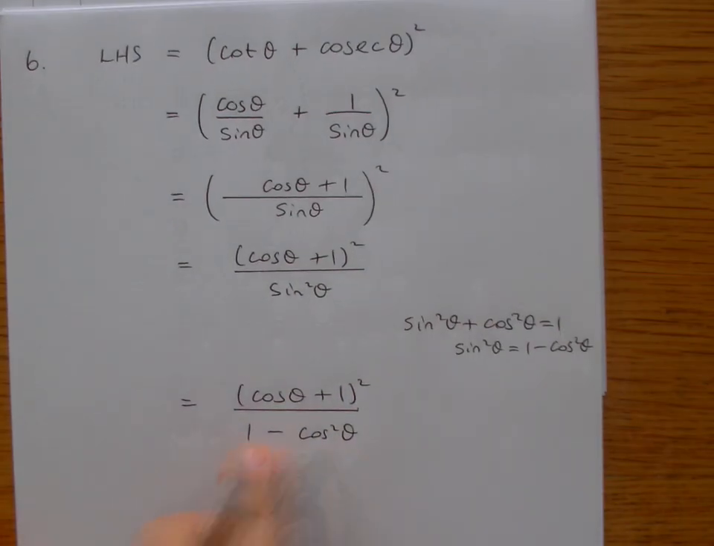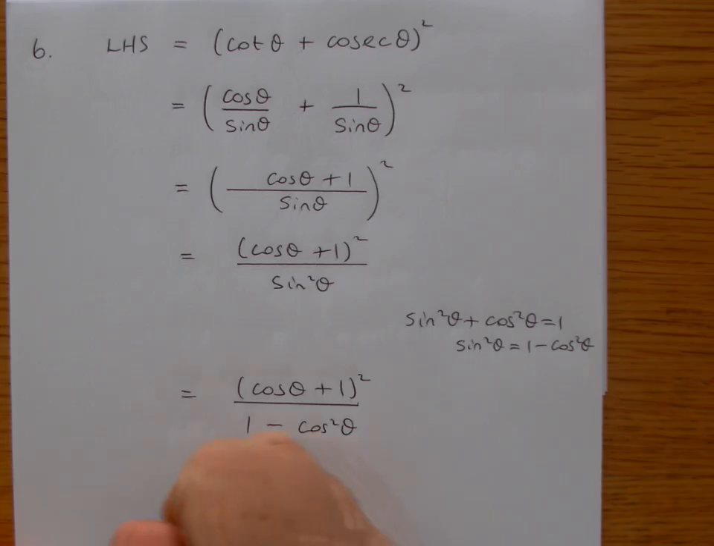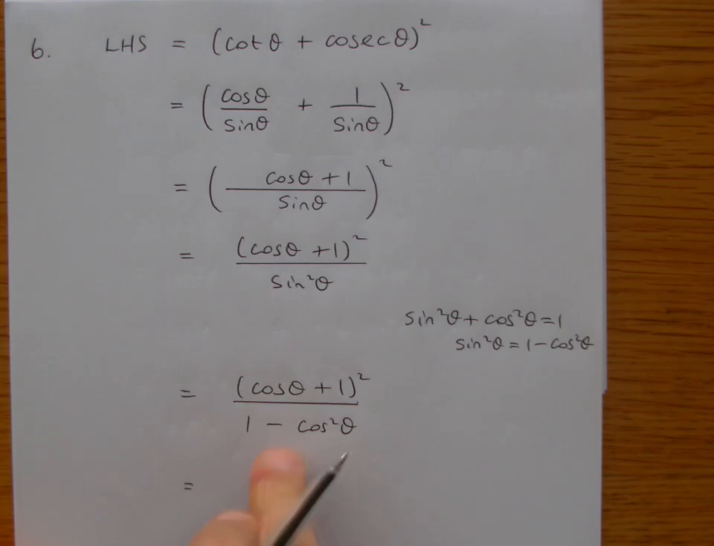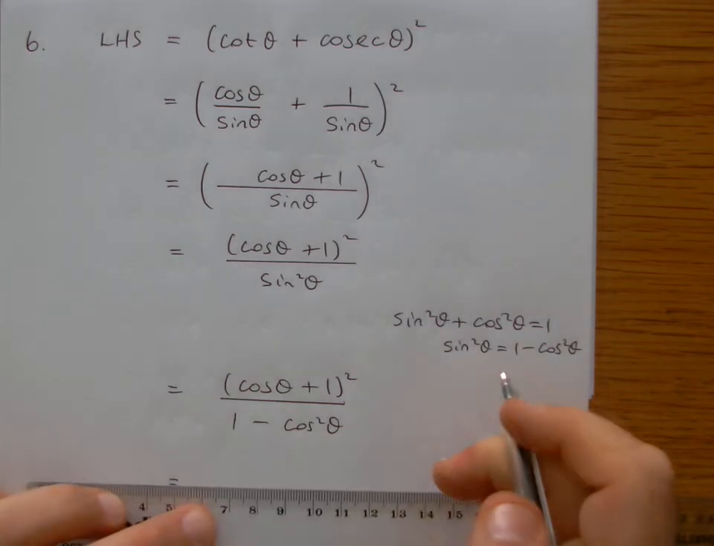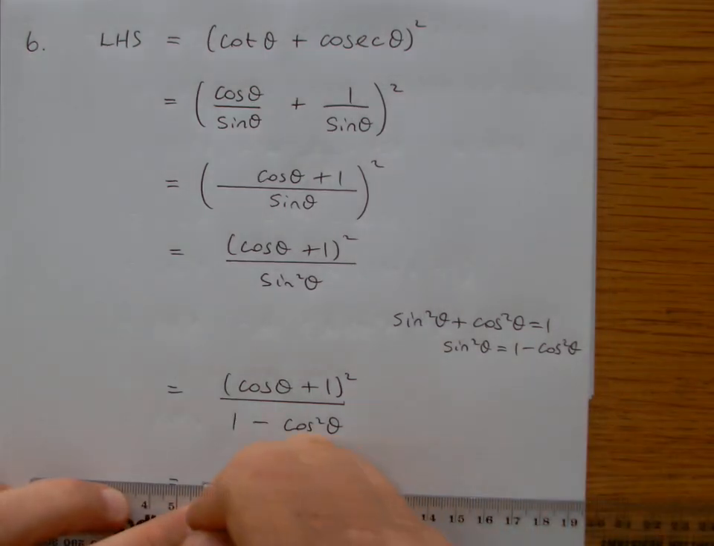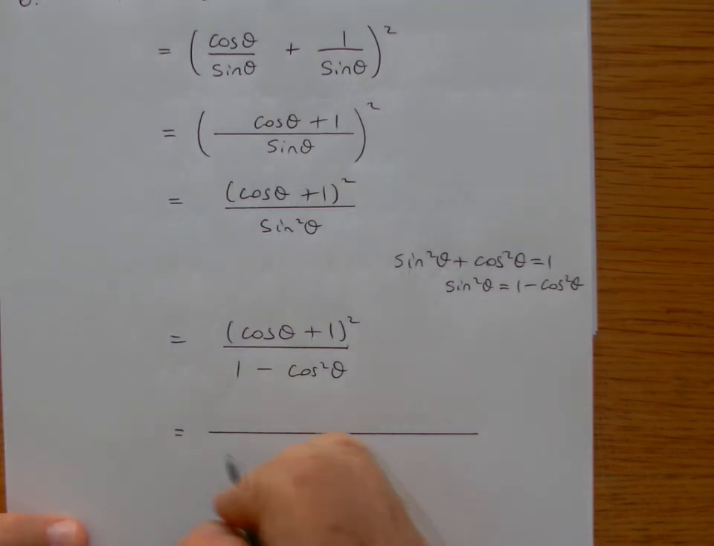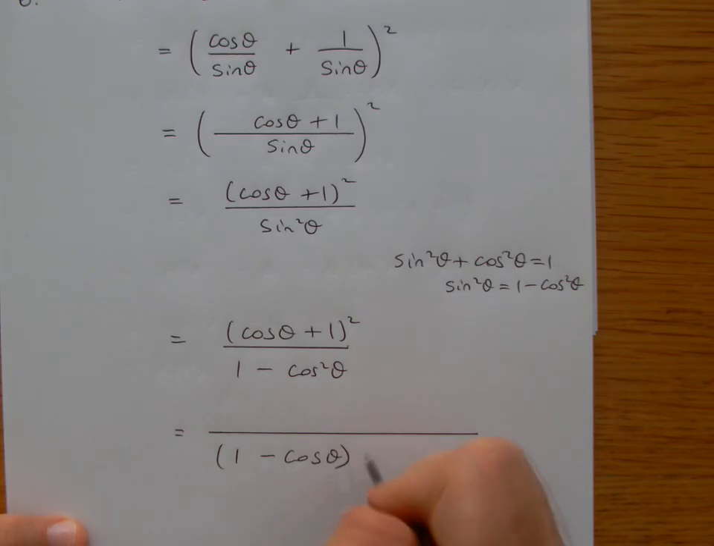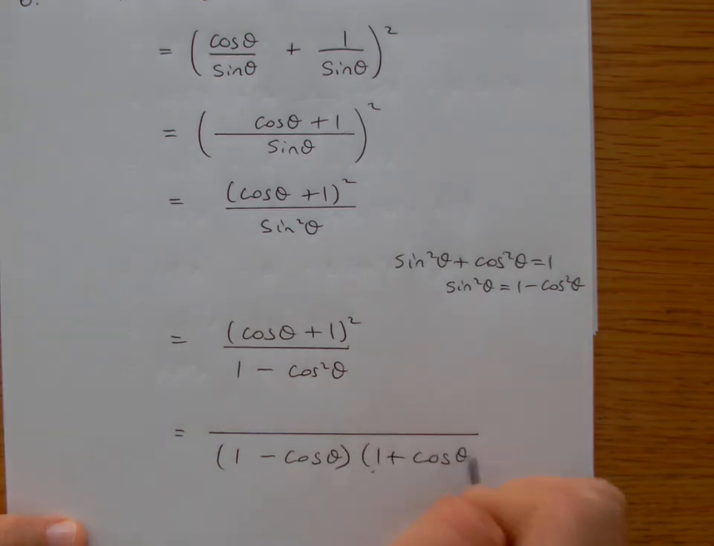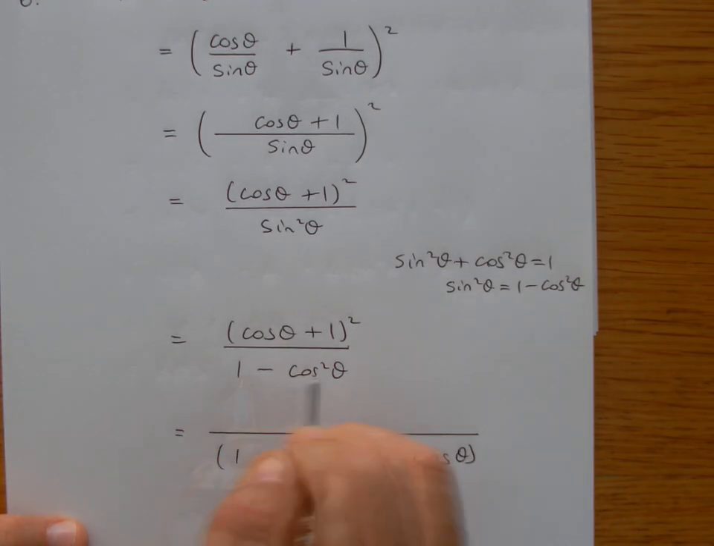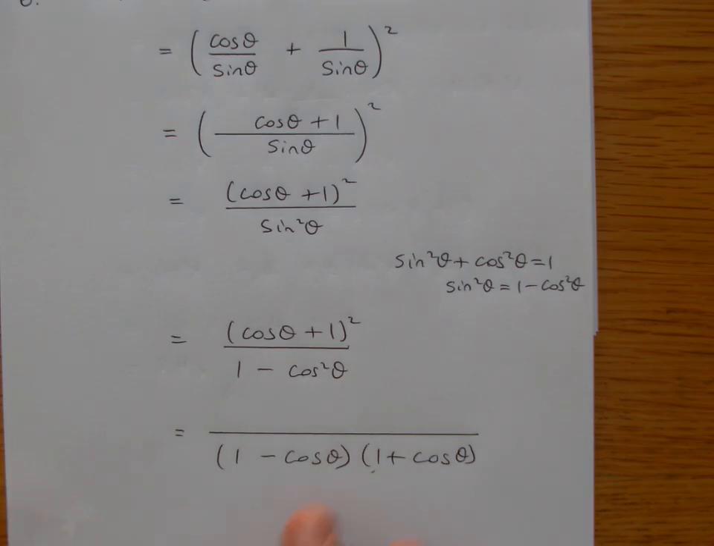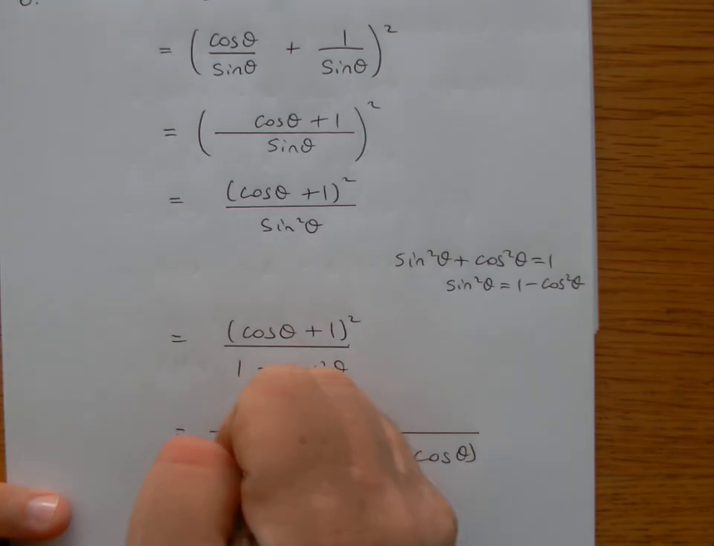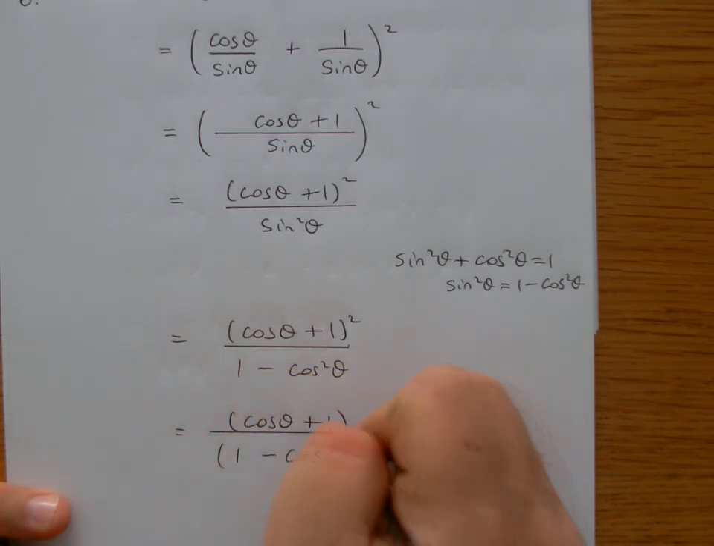And then another way of thinking of this denominator is appreciating that this is actually the difference of 2 squares. Okay, so if I just write a longer fraction line here, we could write the bottom as (1 minus cos theta)(1 plus cos theta), because this is the difference of 2 squares. That's the square of 1, that's the square of cos. So we could rewrite the denominator as this. And of course, if we look at the top, that's just (cos theta plus 1) all squared.